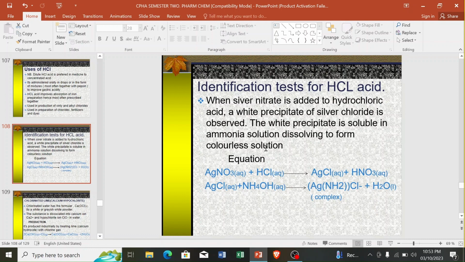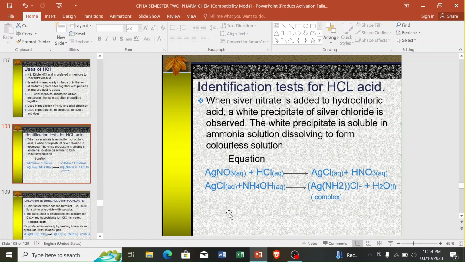So we have silver nitrate plus HCl giving us silver chloride, and then nitric acid. Silver chloride reacts with ammonia solution; this is the second equation representing the reaction with ammonia solution. Ammonia solution is written like this. This is the chemical formula for ammonia solution to give us this compound, a complex which is soluble in water. Okay, and then our water. So that is how we can identify HCl.